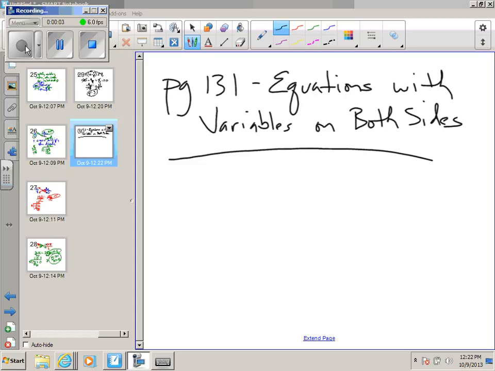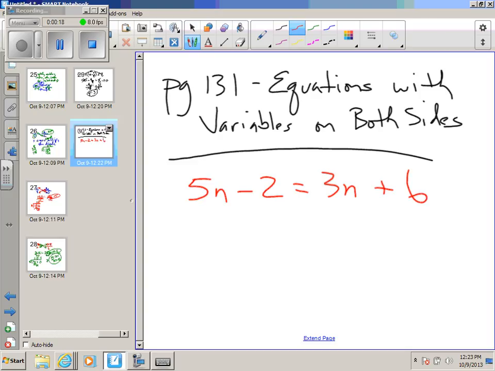Equations with variables on both sides. I told you yesterday that the algebra group was going to be doing something extremely similar, and here it is. What do they mean when they say variables on both sides?